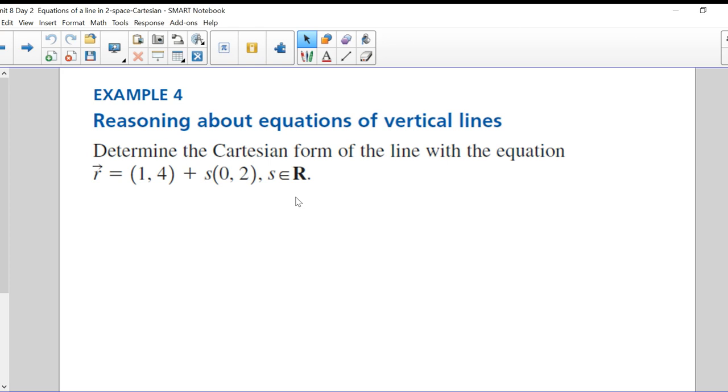On the y-axis, or it's a vertical line, is what you're saying. That's really what we're saying. It doesn't have to be on the y-axis, but it is a vertical line. Because this vector runs from 0 up to 2 and doesn't go across, it's a vertical line. And then it, of course, goes through the point 1, 4. So we should be able to come up with an equation for that fairly easily.